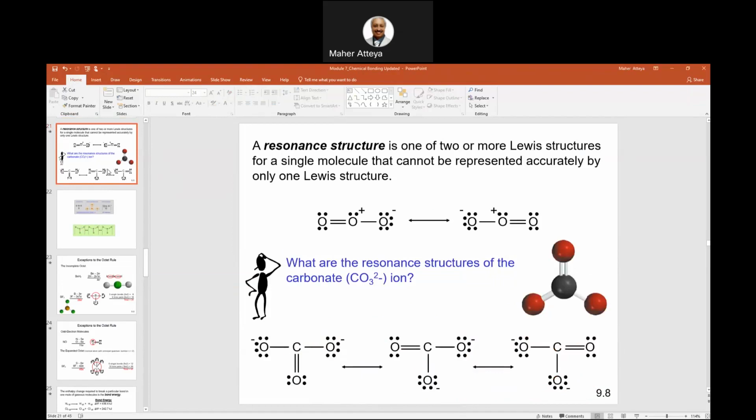Now, another topic here called resonance. Well, what does resonance structure mean? If you have a double bond through an extended molecule, this double bond will migrate from one side of the molecule to the other side. And this migration of the double bond within the molecule is called what? Resonance.